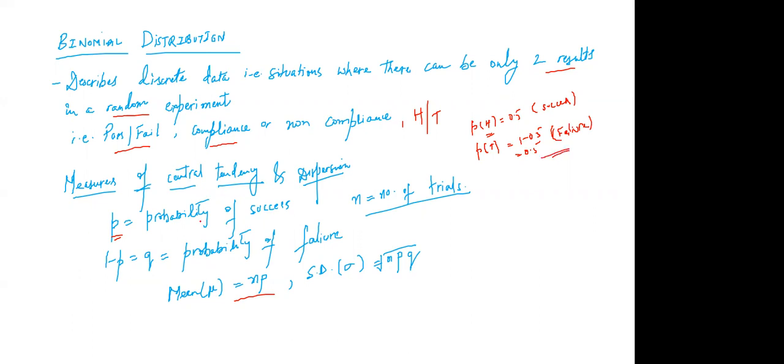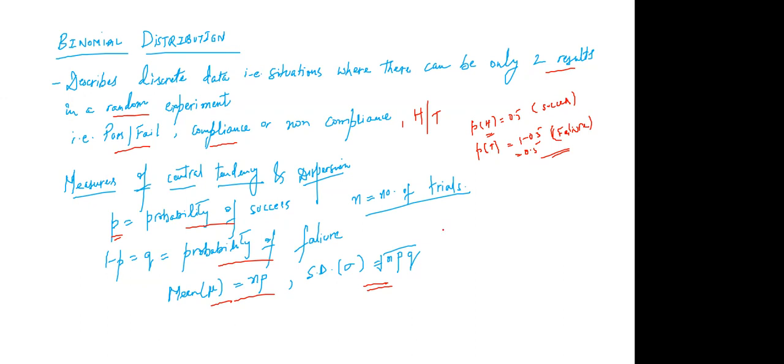Right? So probability of success, probability of failure, number of trials, the mean is given by NP, standard deviation is given by under root of NPQ. Okay? Questions? N is number of trials or observations.